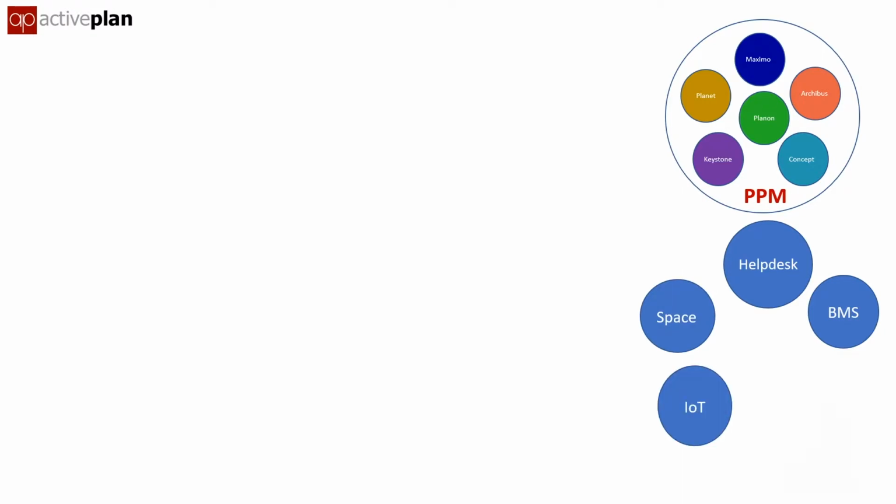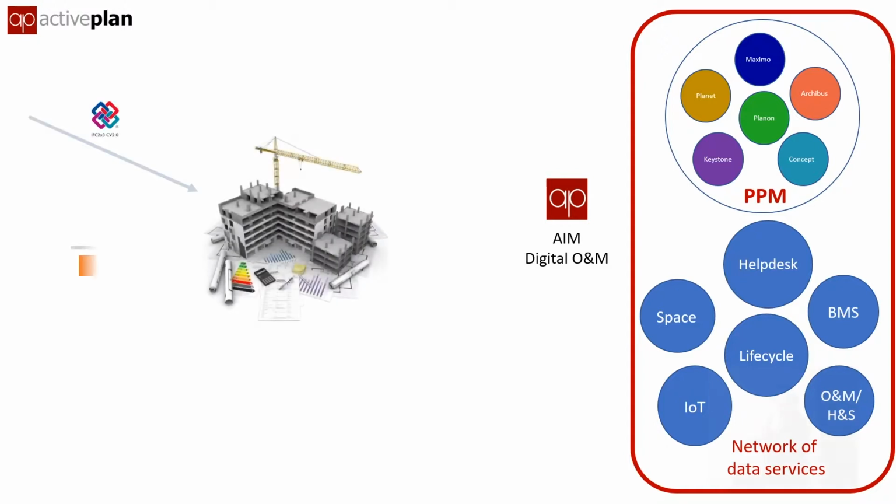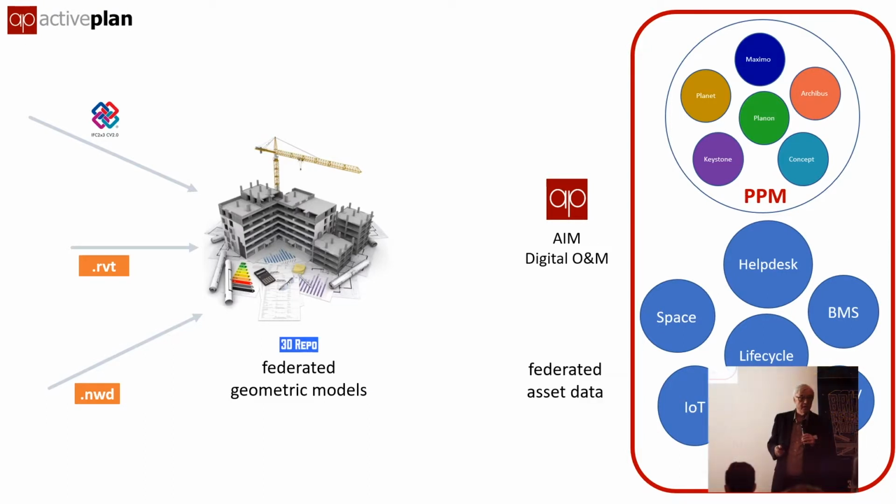So what we have done, I think we're probably the first to do it, we've generated data services, web services between these different applications so that we glue them together. So the result is that we've got a coordinated asset information model and a digital O&M. So what we're doing in this area is really what 3D Repo is doing in the construction area and in the geometric model area. So we can end up in situations where we've got a federated geometric model connected to a federated asset model.